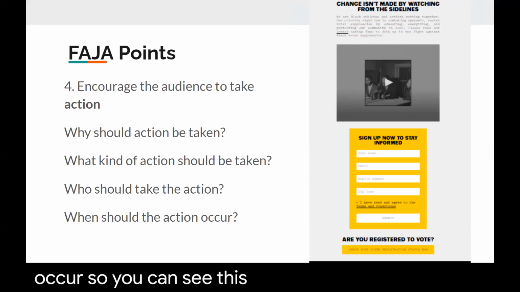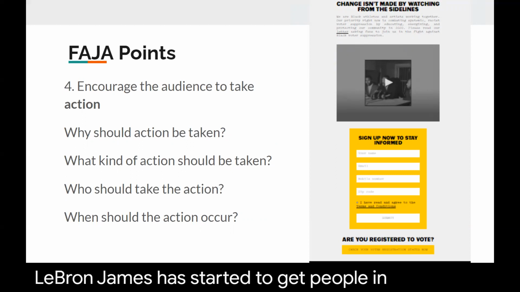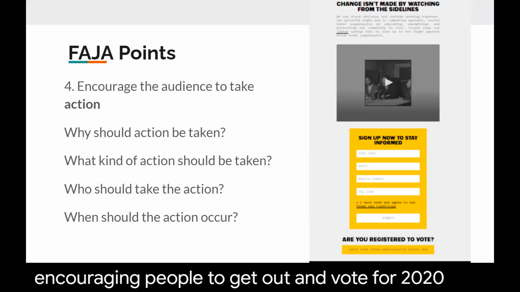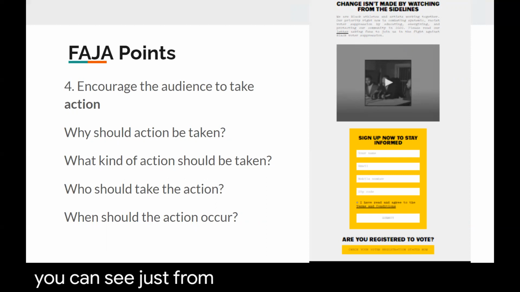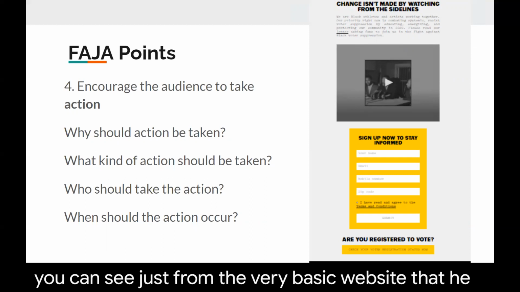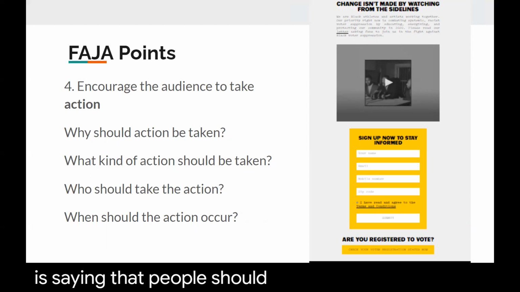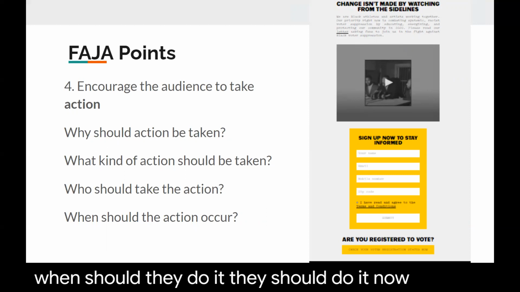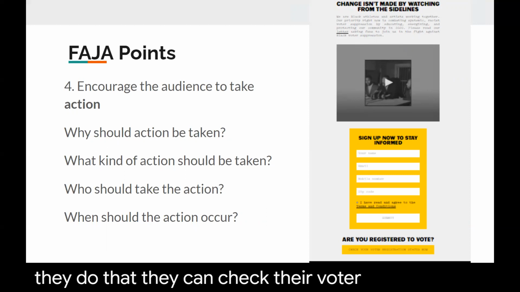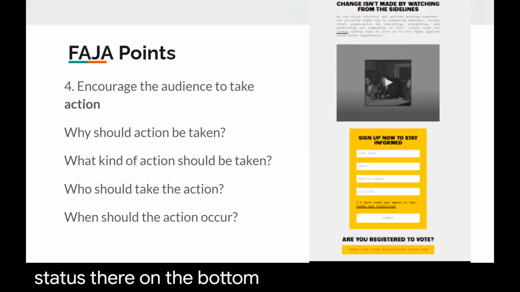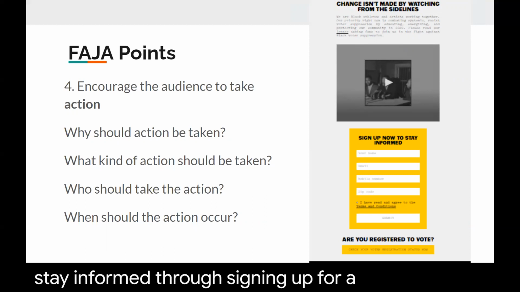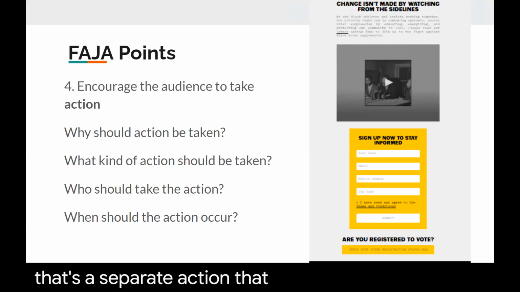So you can see this is from the campaign that LeBron James has started, encouraging people to get out and vote for 2020. And you can see just from the very basic website that he is saying that people should register to vote. And when should they do it? They should do it now. How can they do that? They can check their voter registration status there on the bottom. He's also asking them to stay informed through signing up for a newsletter. So that's a separate action that he's writing about.